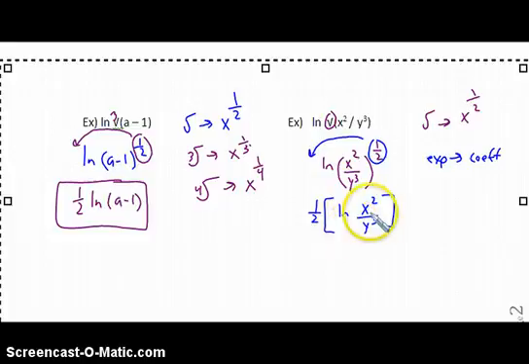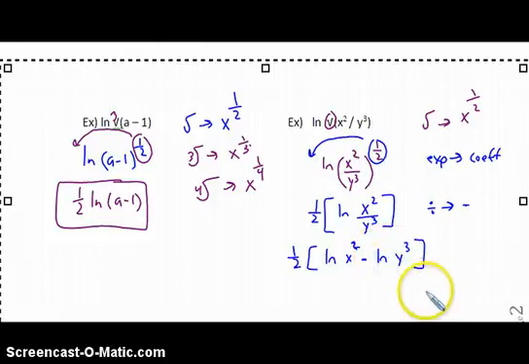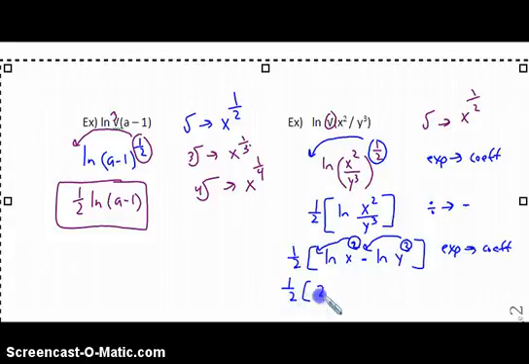And now I'll look at this and say this is being divided, so I can change division into subtraction. So 1/2 natural log of the numerator minus natural log of the denominator. Now that I've done that, what I'm recognizing is that I have exponents again. So I can put those exponents out in the front. So I'm going to change exponents into coefficients. So 1/2 of 2 times the natural log of x minus 3 natural log of y.